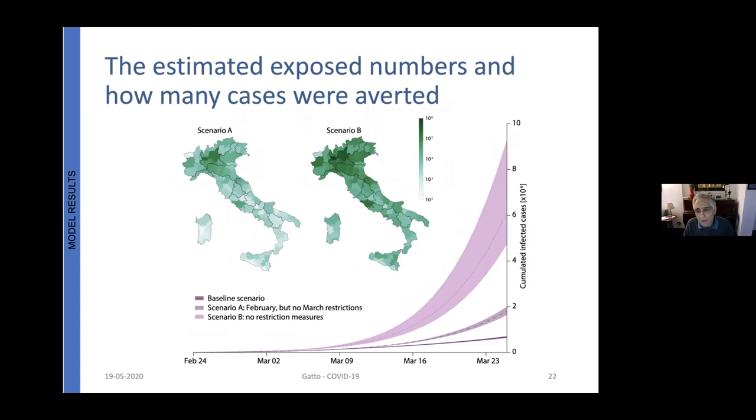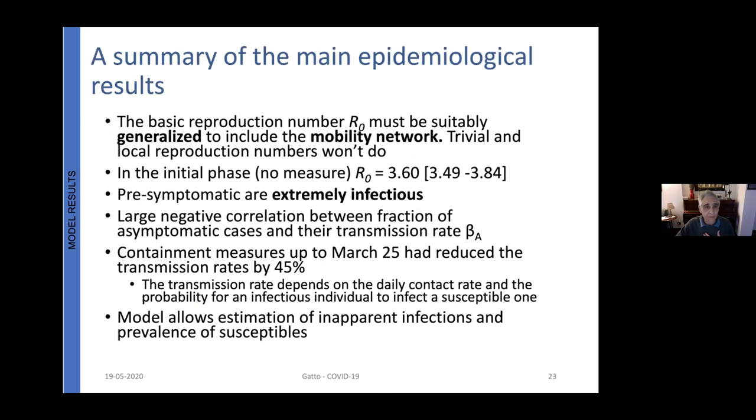You can estimate how many people were infected and possibly infectious at the end of March. Well, they were about 700,000, 10 times more than the official number of cases. But if the containment measures had not been taken, then the accumulated number of infected cases would probably have run to 6 million cases. So you see now that a model is really useful in this way, because you can also estimate variables that are not measured directly.